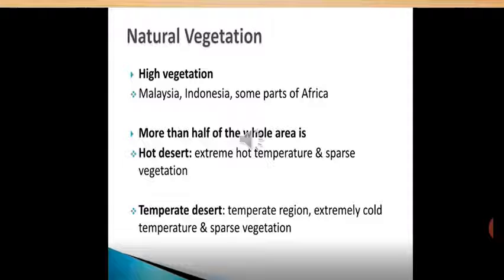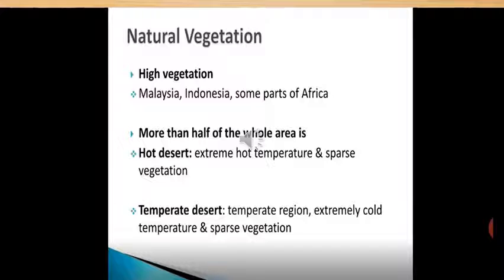For example, some are hot deserts. What do we understand by the term hot deserts? It means the temperature is of course extremely high, with sparse vegetation. Sparse means very little vegetation.